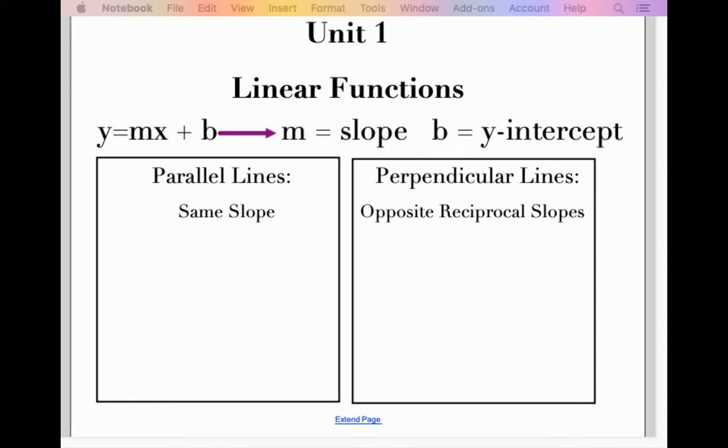Hey guys, welcome to the final review video for Algebra 2. I'm going to attempt to make it through units 1 through 4 in this video. I'm going to move pretty quick through it because this is just meant to be a quick review, not learning it for the first time.